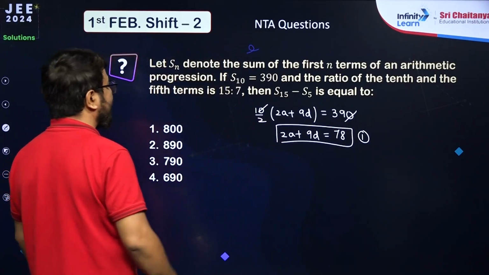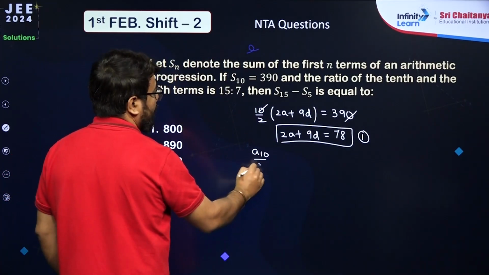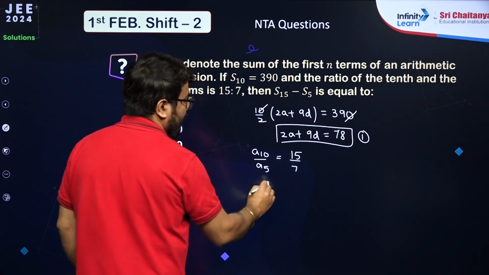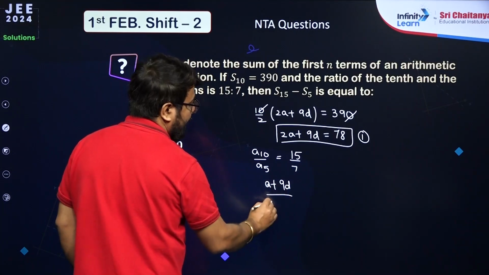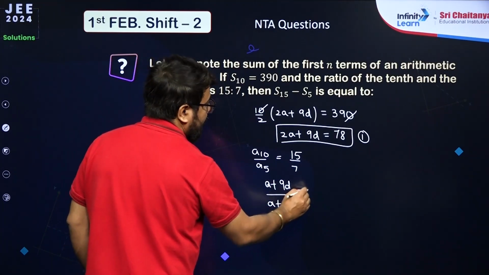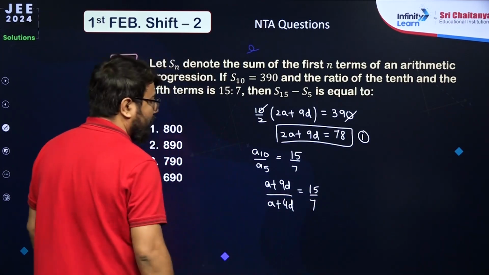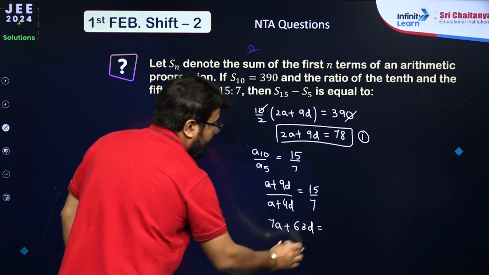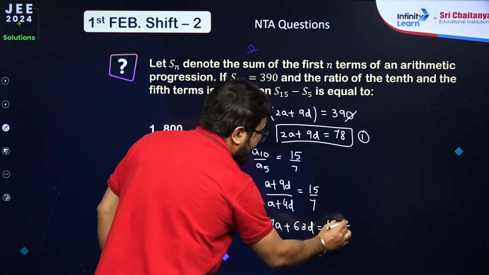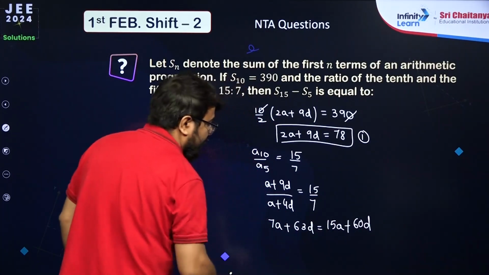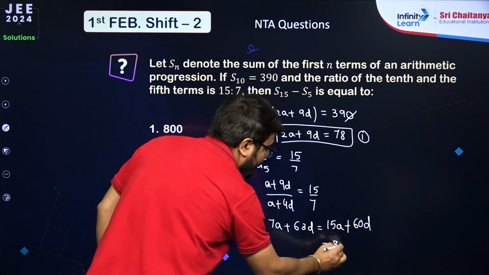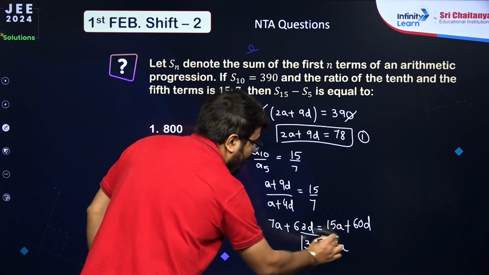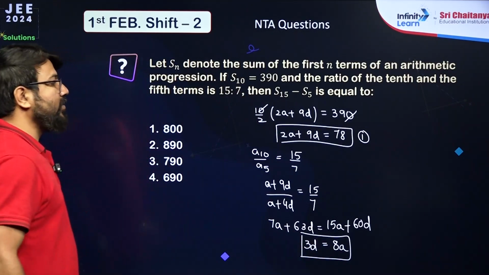After that, ratio of the 10th and the 5th term. So A10 over A5, 10th and the 5th term is 15:7. So I am having A plus 9D and here I am writing A plus 4D and that is equals to 15:7. On cross multiplying it, I will be able to get 7A plus 63D and here it will be 15A plus 60D. So 15A minus 7A, so that will become 8A. 63D minus 60D, that will become 3D. We got the value of 8A is equals to 3D.